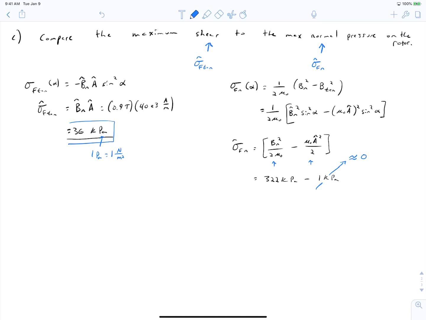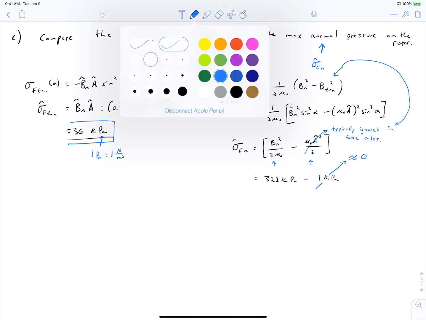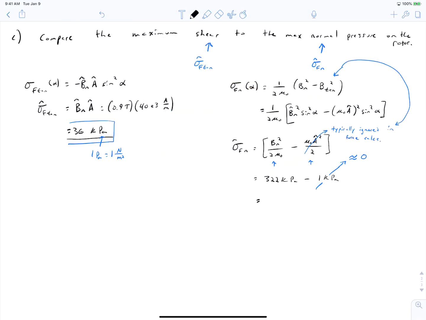And so what's often done in electric machine calculations of normal forces is that you neglect this second term up here, and that would be this term over here. So finally, we get a value of about 322 kilopascals for our peak normal pressure density.